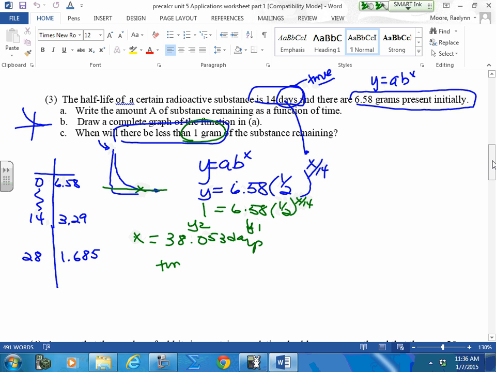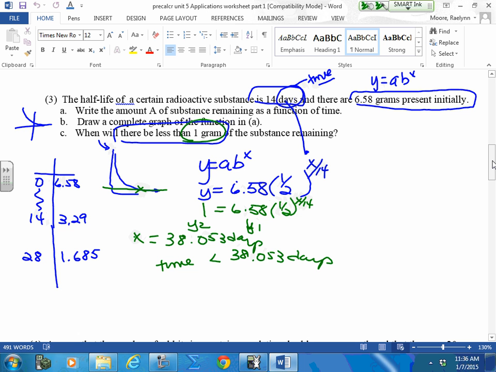So what you could say is, since you want it less than 1 gram, that the time in days is less than 38.053 days. If you want to say it that way. If you don't want to put the inequality in your statement, I need less. I need this to be less than this. So I need to have an inequality here.